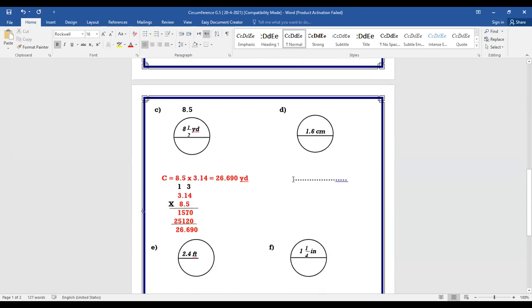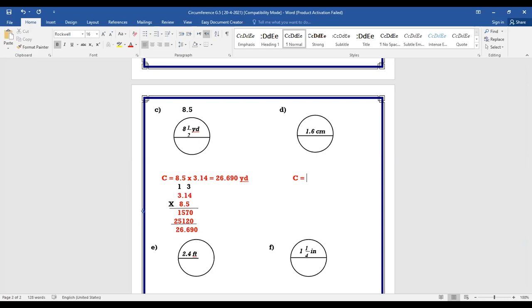Okay, this one also we have the diameter. Choose who. Yasin. Yes, Mister. The length of the diameter is 1.6.